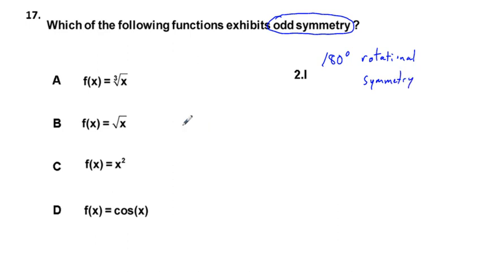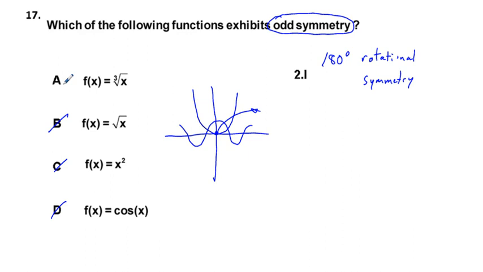And so these ones here, like answer choice B is the square root function, looks like this. Answer choice C is the quadratic function, neither of these with rotational symmetry. This one here, cosine x, goes something like this. Not rotational symmetry, this is an even symmetry situation. No, it's this cube root of x. I'm going to go with that one.